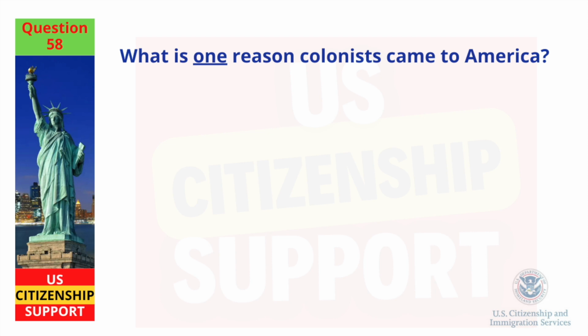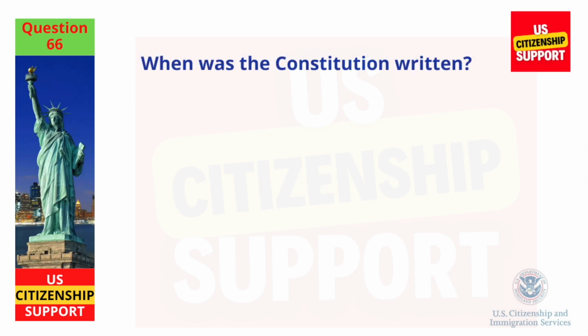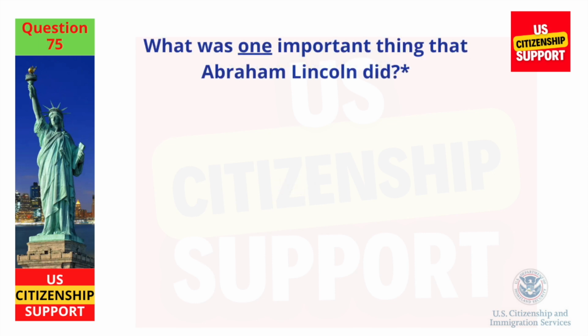What is one reason colonists came to America? Freedom. When was the Constitution written? 1787. What was one important thing that Abraham Lincoln did? Freed the slaves.